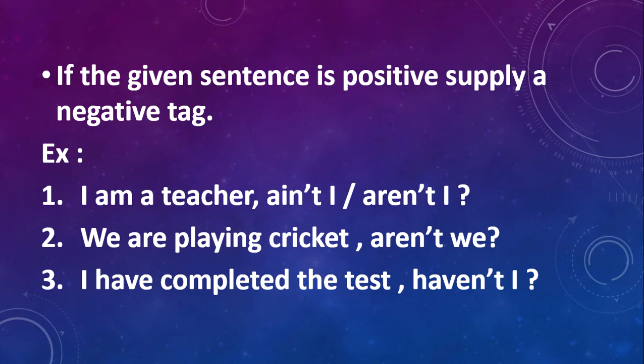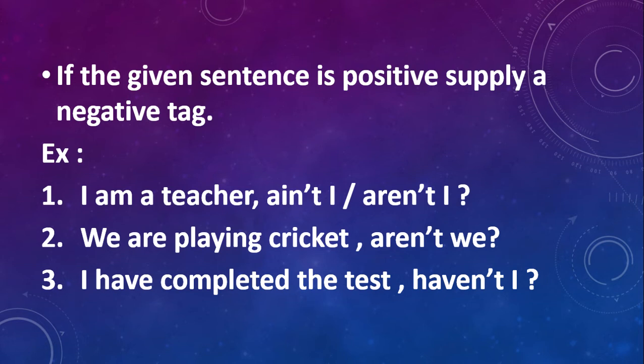We are playing cricket. Here you can see that the sentence is given in a positive form. What is the verb here? Are is the verb here. We have to focus mainly on the verb. Then are plus the negative form n apostrophe t, and then the pronoun we, question mark: aren't we?